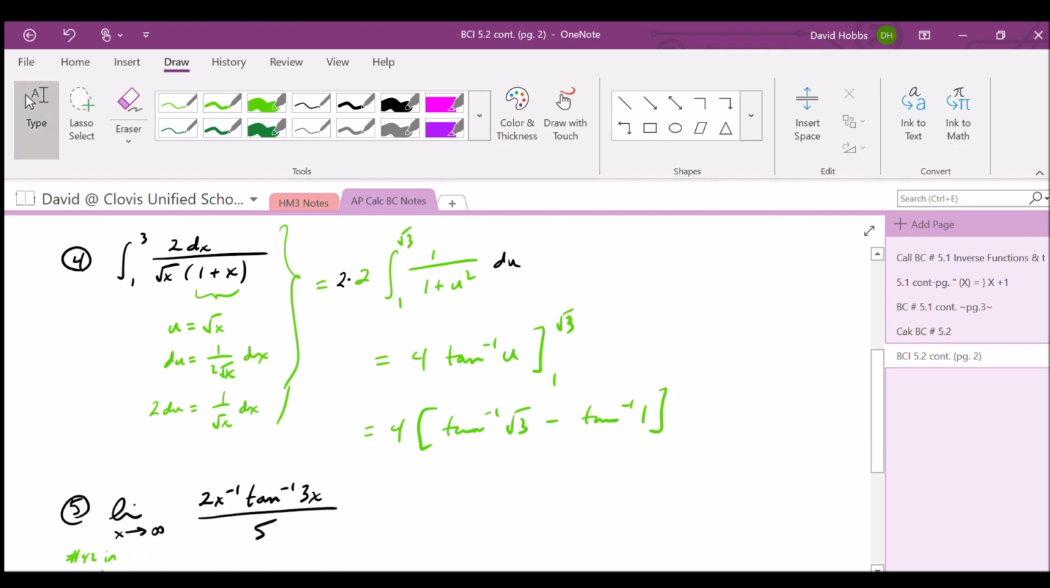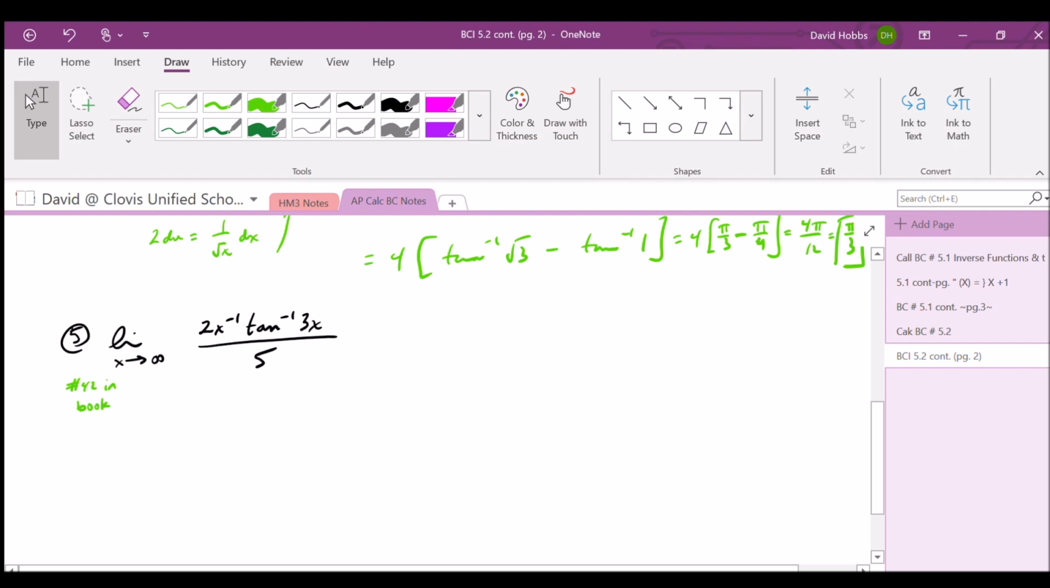Okay, so what is the angle that has a tangent of root 3 over 1? Well, that's pi over 3. And what is the angle that has an inverse tangent of 1? Well, that's pi over 4. So 4 pi over 12 minus 3 pi over 12, that's pi over 12. So I've got 4 pi over 12, which reduces to pi over 3. Okay, so that was 2 integrals.